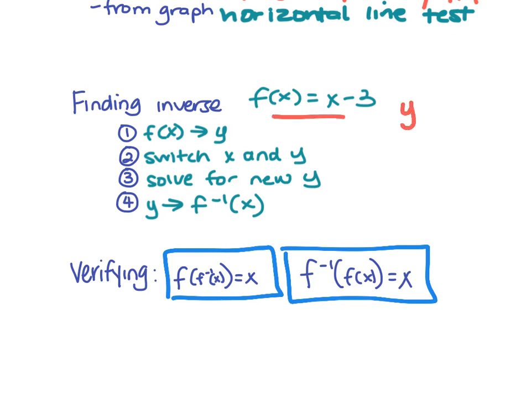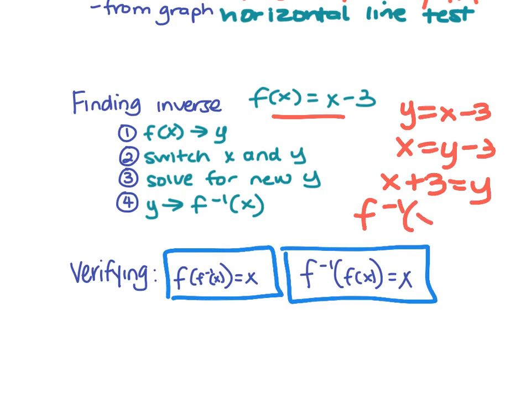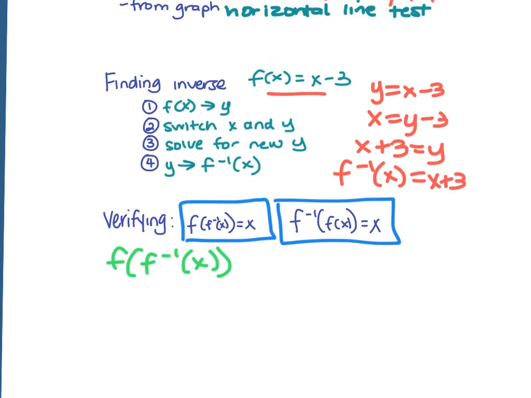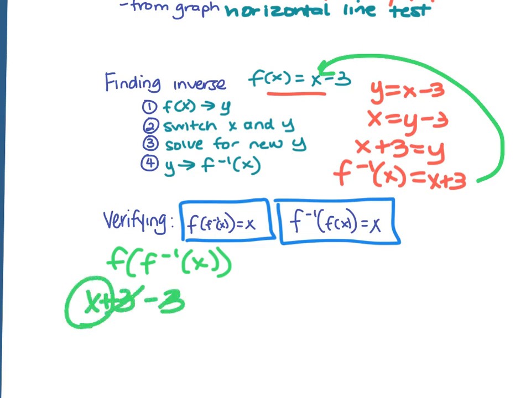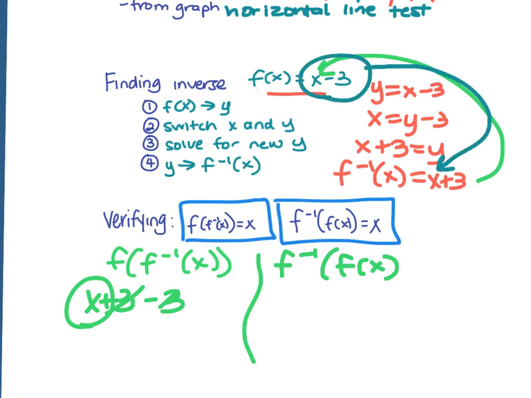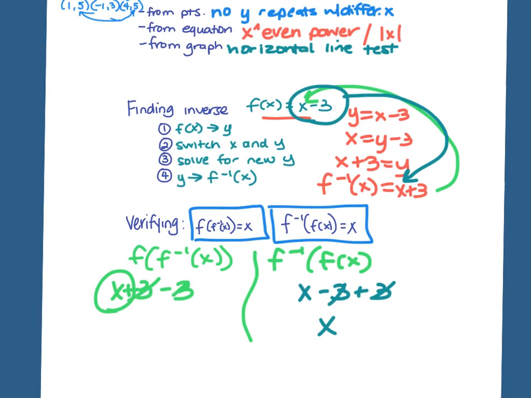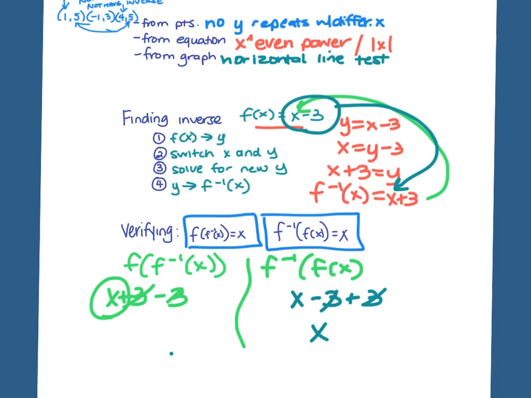So with this example, this is pretty simple, but just to show quickly, I would switch, and then I would solve for y. So f negative 1 of x would be x plus 3. So if I found f of f negative 1 of x, that means take what I found and plug it into my original one. So this goes in here, x plus 3 minus 3. These cancel. I'm left with just x. And then f negative 1 of f of x. Now I'm taking this and plugging it in here, and I get x minus 3 plus 3. These cancel, and I'm left with just x. So when you've got the extra time, you can definitely simplify those to see that they're x.